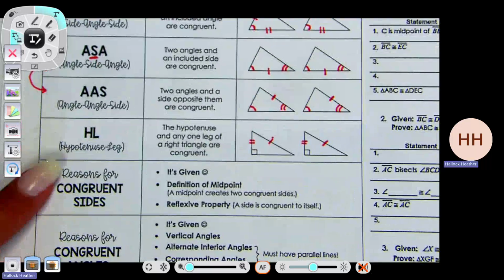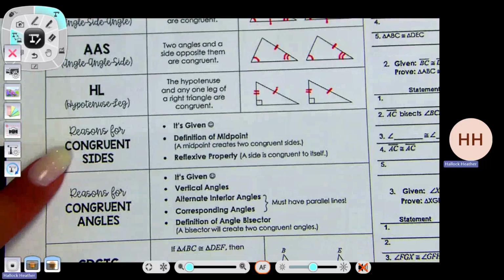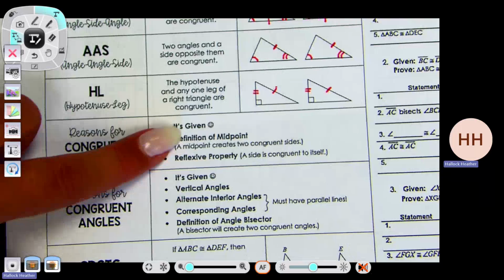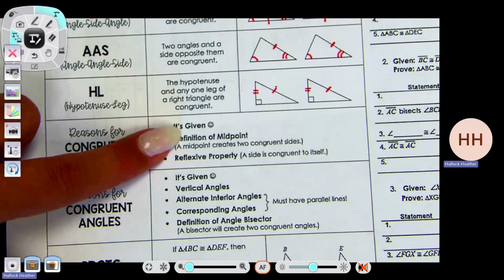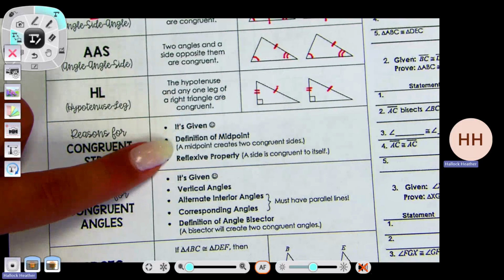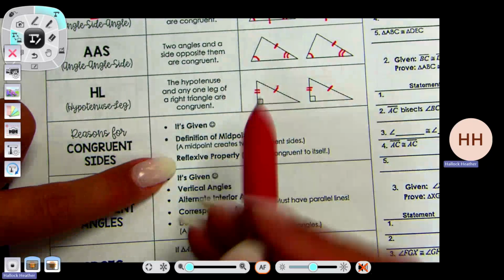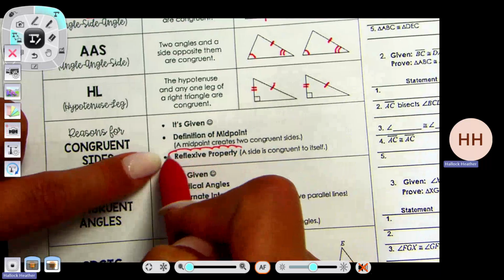Okay, so reasons for congruent sides. The main one on here, first off, is given. Duh. If it's given, then obviously it's congruent. The next part is definition of midpoint. If you think about midpoint, it's in the middle. So if it's in the middle, the sides are the same. The last one is the most important, which is reflexive property.